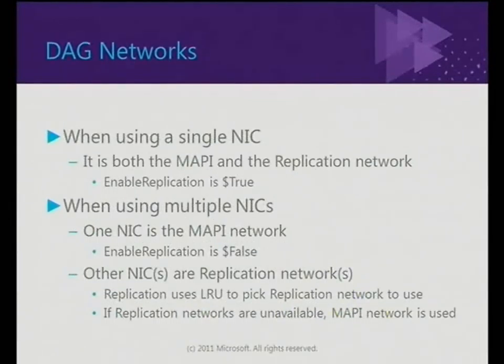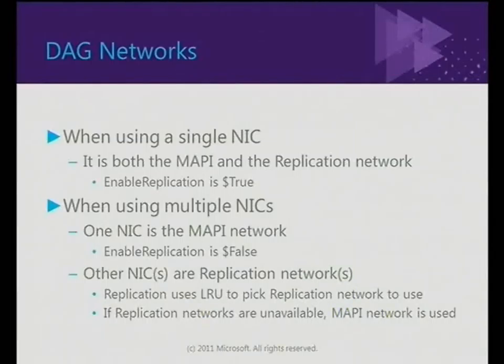Now, when you're using a single NIC, when you've got just one network card inside each DAG member, that one NIC is acting as both your MAPI network and your replication network. And in that case, enable replication is going to be set to true because it's the only single network that you have, and there's no reason to uncheck that box. If you've got multiple NICs, then one NIC is going to be your MAPI network, in which case enable replication will be set to false. And the other NICs, the multiple NICs that you have in there, would be your replication networks, and they will have enable replication set to true so that the algorithm can choose between them when it's got a seed or a log shipping operation to do.